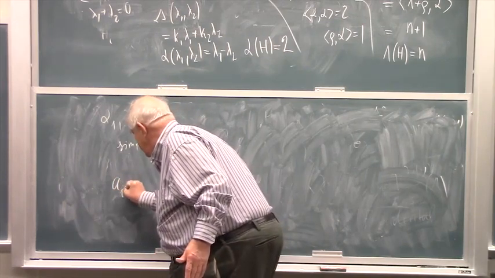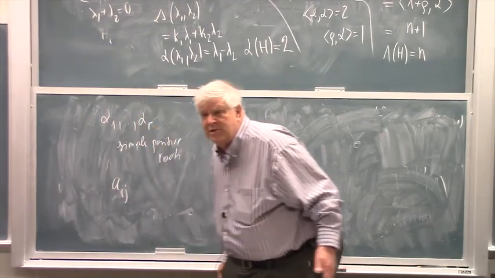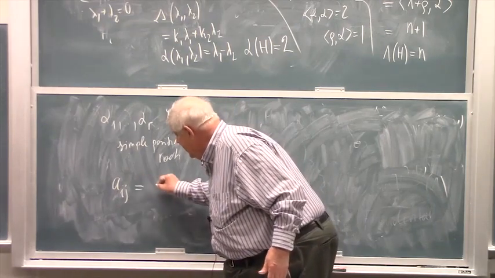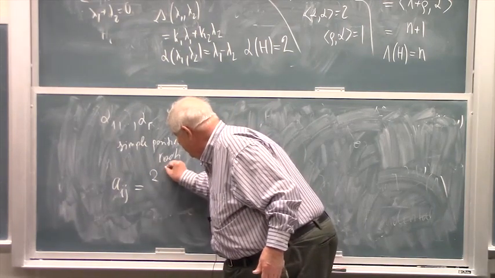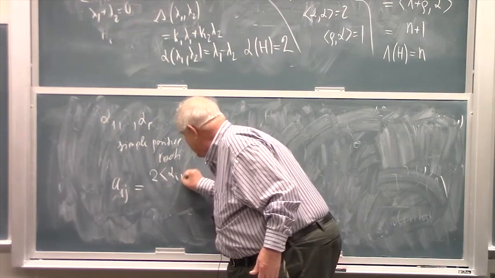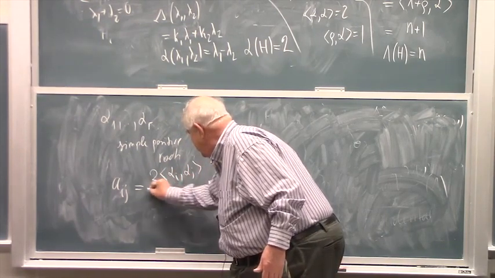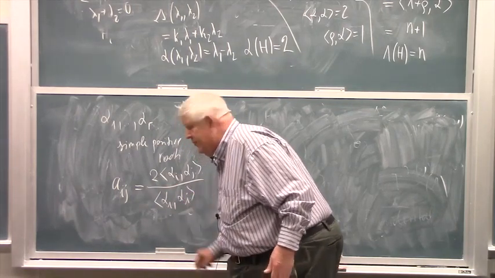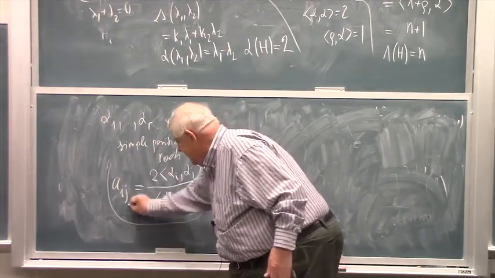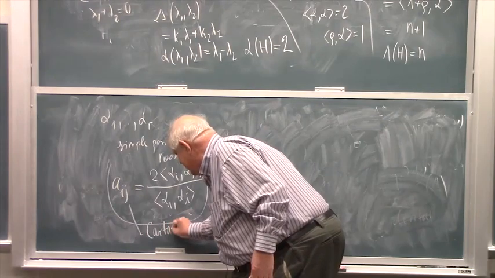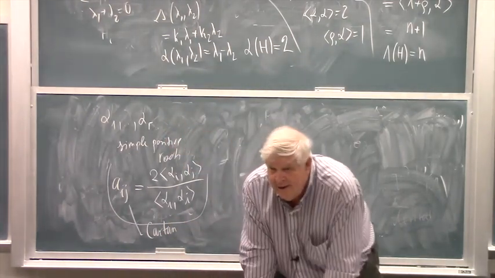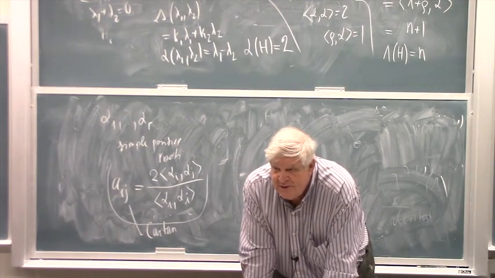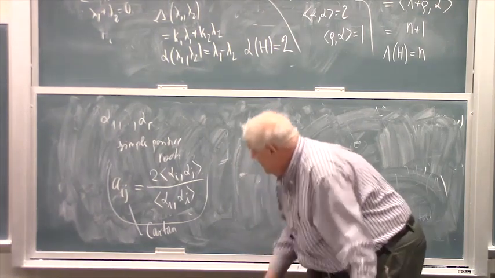Then there is a way to define a certain number, which is called Aij. This Aij is actually 2 times the inner product of alpha i and alpha j, divided by the inner product of alpha i with alpha i. These numbers are attributed to Cartan. Cartan numbers. And this notation shows very much that they form a matrix. So, the Cartan matrix.